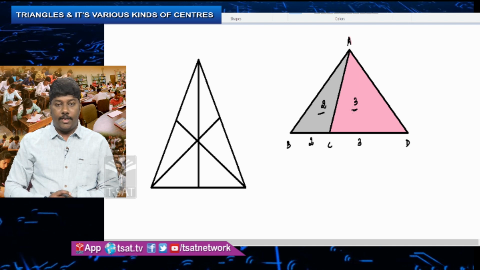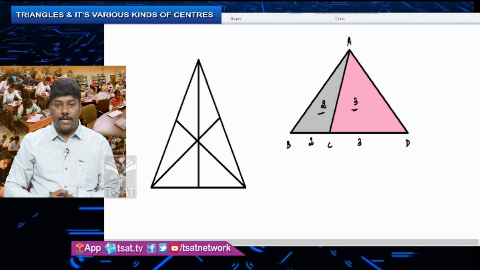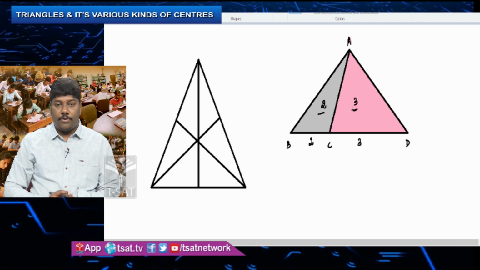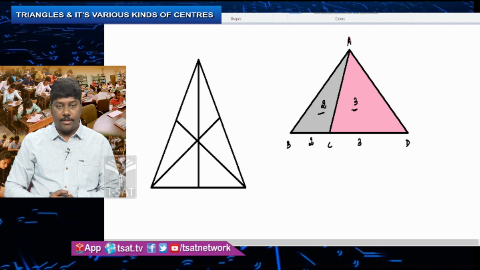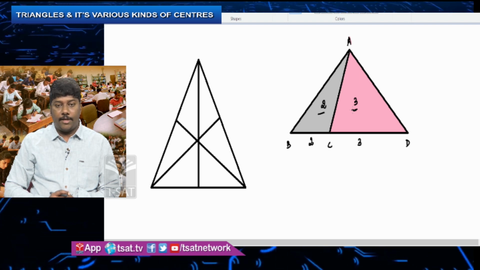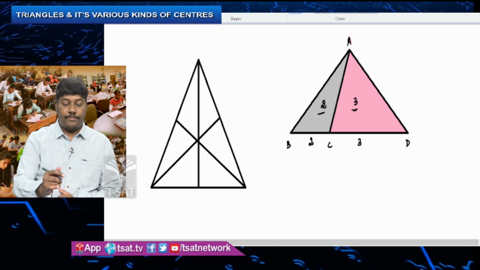Because for both triangles ABC and ACD, the heights are the same. So areas will be in the ratio of their bases. So remember this: when both triangles have the same height, areas will be in the ratio of their bases.